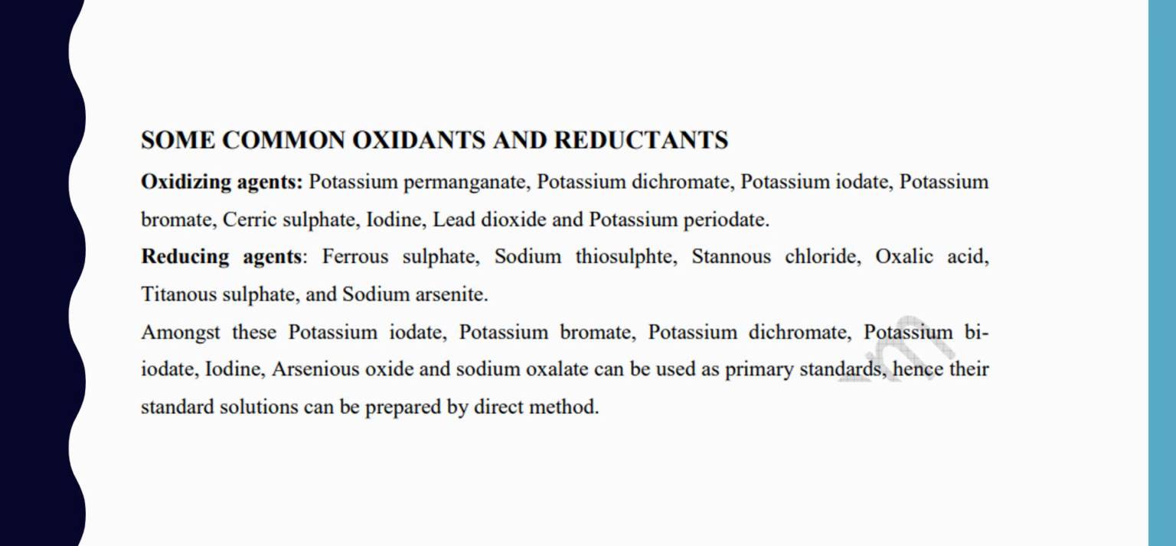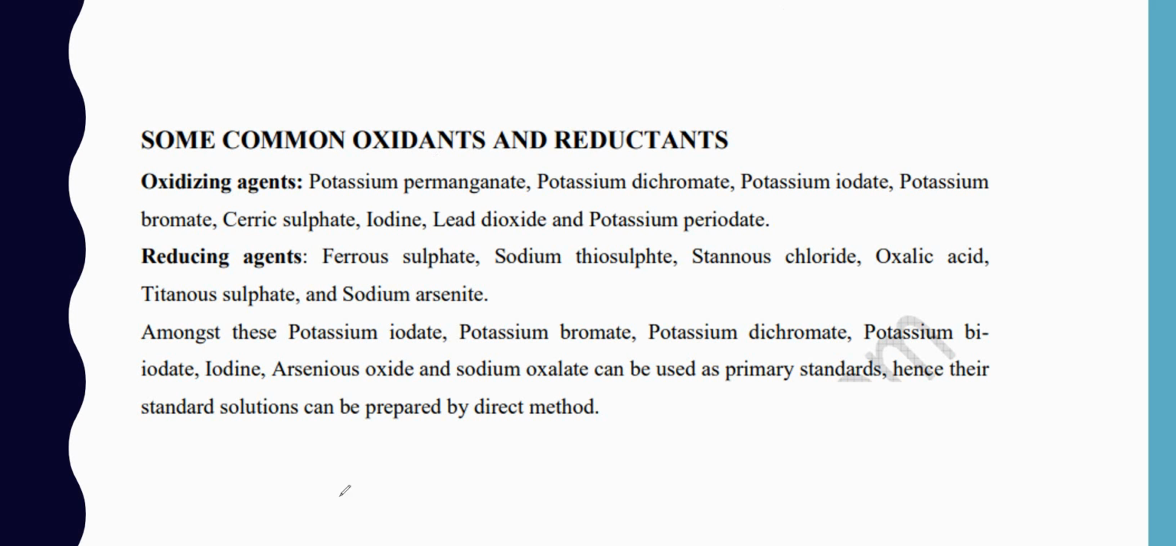Some common oxidants and reductants. Oxidizing agents mentioned here: potassium permanganate, potassium dichromate, potassium iodate, potassium bromate, ferric sulfate, iodine, lead dioxide, and potassium periodate. Reducing agents: ferrous sulfate, sodium thiosulfate, stannous chloride, oxalic acid, titanous sulfate, and sodium arsenite. Amongst these, potassium iodate, bromate, dichromate, biiodate, iodine, arsenous oxide, and sodium oxalate can be used as primary standards. Hence, their standard solutions can be prepared by the direct method.